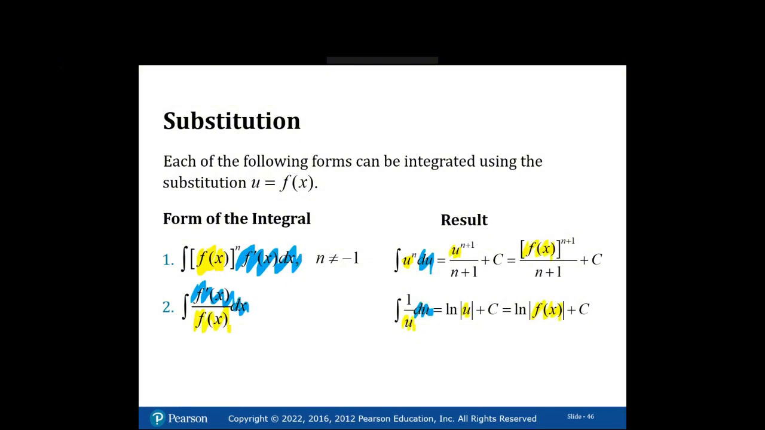Color everything in the yellow. And then here we have e to the f of x times f prime of x. So my yellow is f of x, which is my u. And then f prime of x dx, that's my du. As you can see, f of x is always our u, and f prime of x dx is always our du. You can kind of see a pattern.